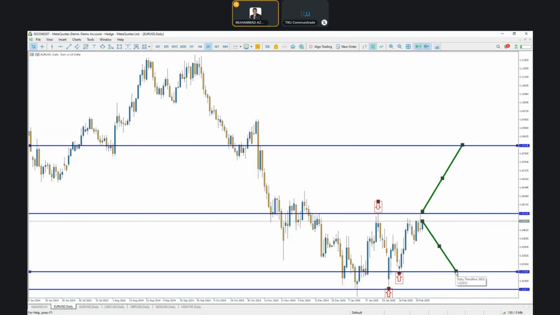Then we can look for a possible buy trade if we do get a pullback somewhere around this area. And then the market is going to rise up from these lows. Okay.